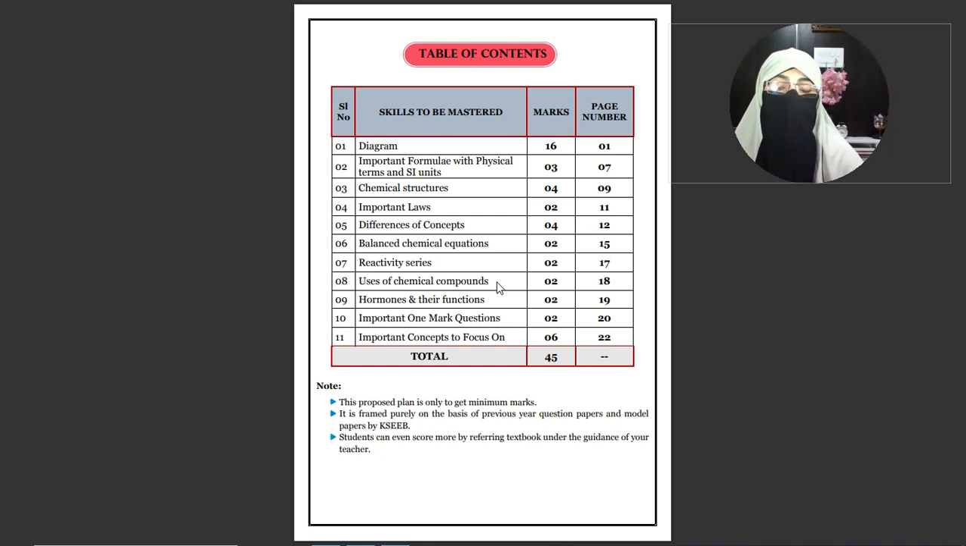Then hormones: what is the pituitary gland, what does the pituitary gland secrete, then what are the hormones responsible for the masculine characters, then feminine characters, these types of questions. Then important 1 mark questions we have discussed. Then important concepts to focus on. Okay, so we have titled the things over here.